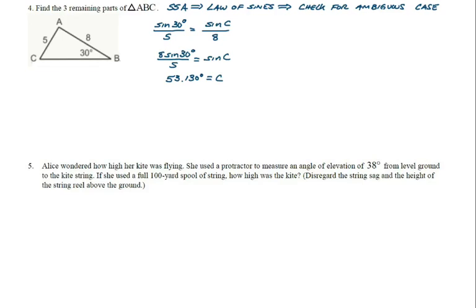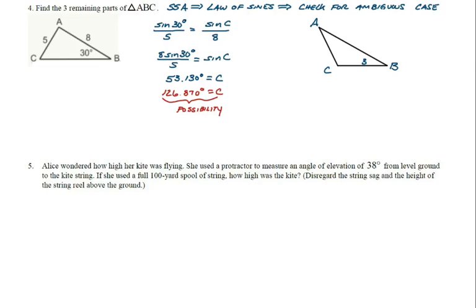And again, because this was SSA, I do have to check if there is another angle for C that has the same sine value that would be a viable option for a second triangle. So the way you do that is by subtracting 53.130 degrees from 180. And what we have to do is check if 126.870 is also a possibility for angle C. And the way you check is, I'm going to try and sketch a second triangle and see if this angle, 126, would make sense. So I'm going to draw the exact same triangle.